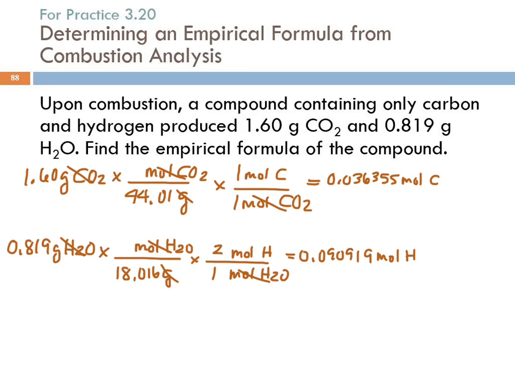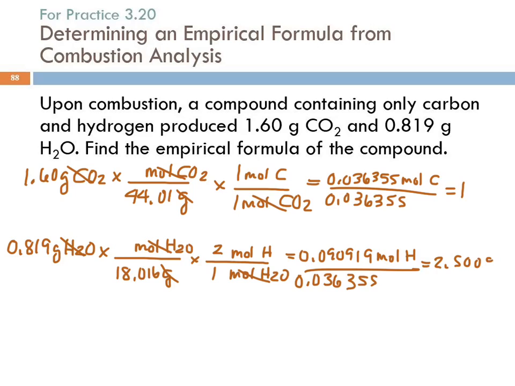Okay, so at this point, we've kind of jumped into the middle of our list of steps, calculate the empirical formula. We've got moles of elements. What do we do? Divide by the smallest. So we're going to divide both of these by this guy. So that comes out to be 1. And that comes out to be 2.5009.